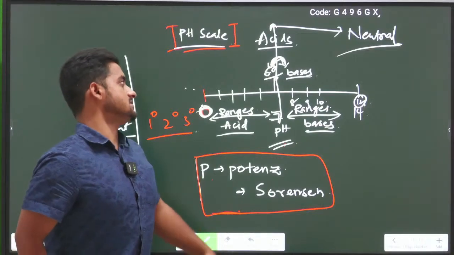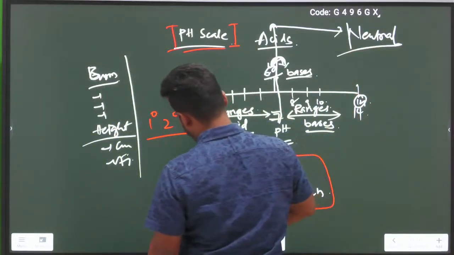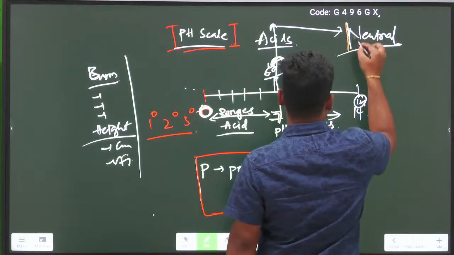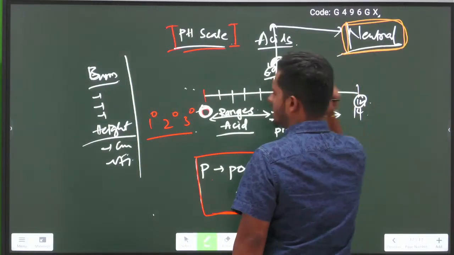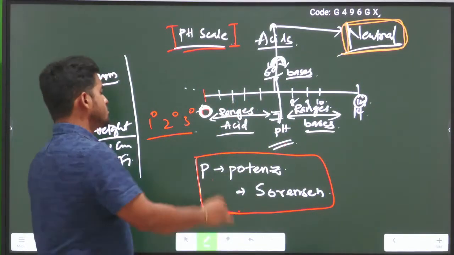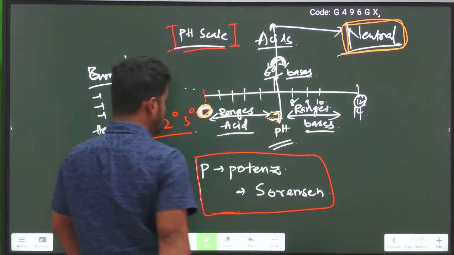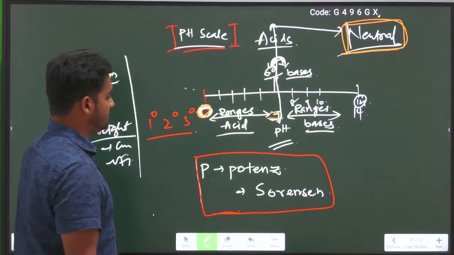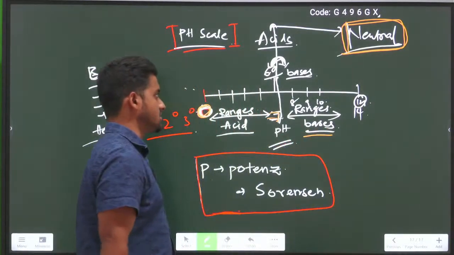Only 7 means you can say them as what compounds? That is nothing but neutral compounds. They are not acidic, not basic. So if the range is between 0 to 7, then you can say they are acids, and if the range is between 7 to 14, say they are bases.